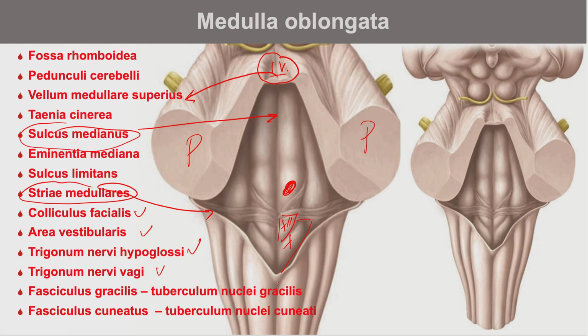The last are tuberculum gracile and cuneatum, the tubercles of the fasciculi, which are localized here, and they are hosting nuclei gracilis and cuneatus. So they are here. So this is the oblongata.